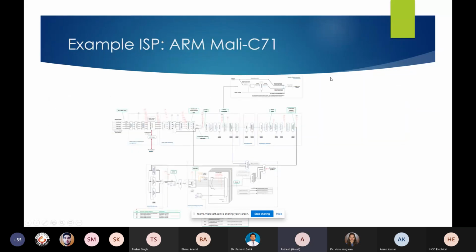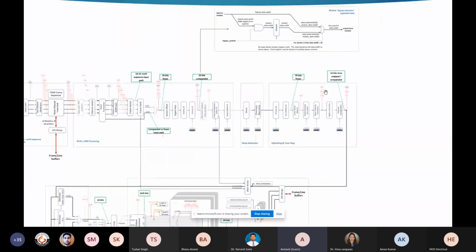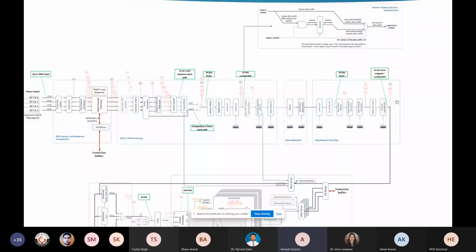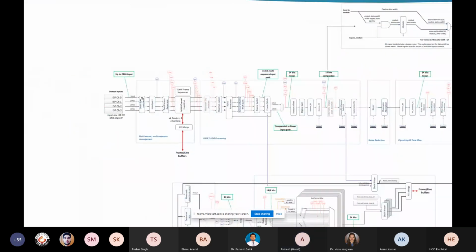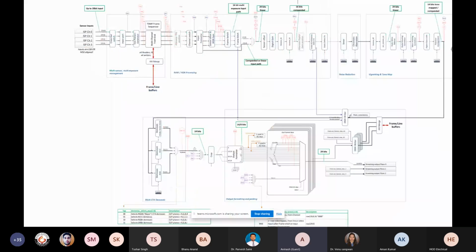So this is the example of a commercial ISP called Arm Mali-C71, which is used by a lot of other companies for various automated driving systems. I don't know if you can see the different blocks here, but generally in this case, you have 20 plus algorithms throughout the ISP.